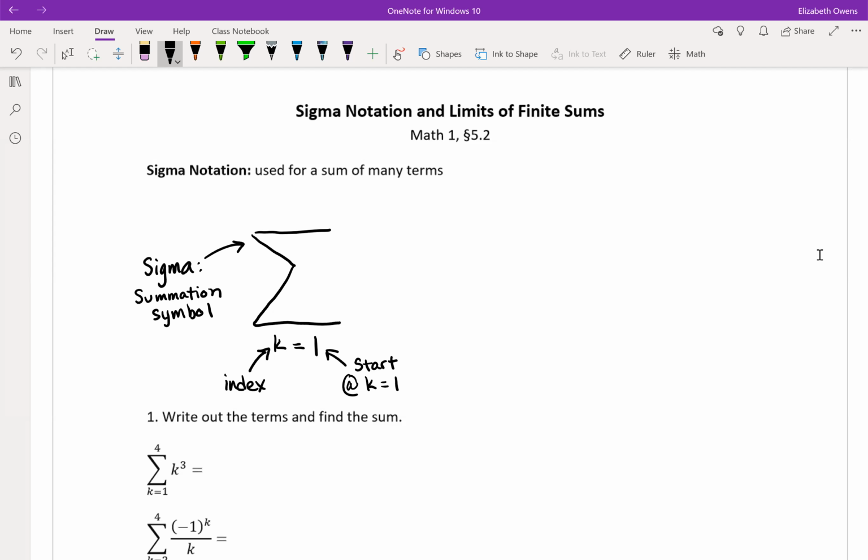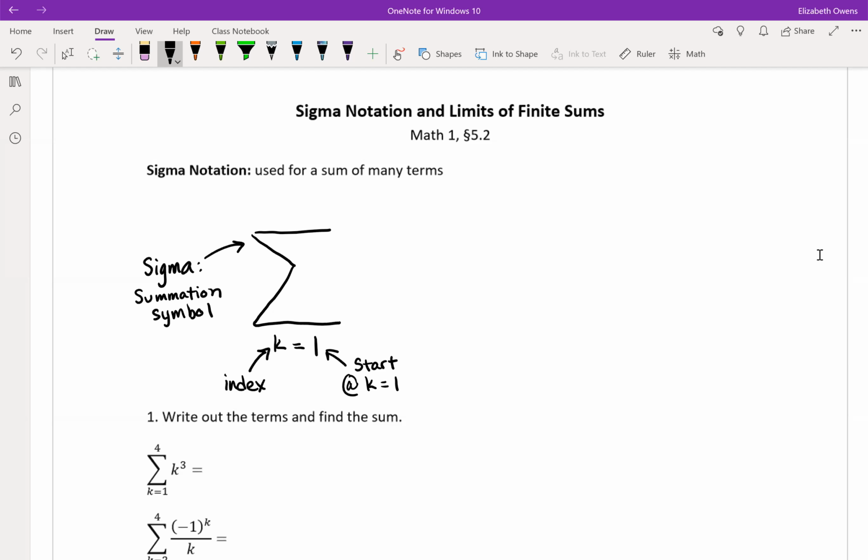Your starting place here can definitely vary. You don't always have to start at 1. Sometimes you might start at 0 or 2, or you can dictate the starting place for your index. It should be some integer though. So k equals 1 is just a common starting spot for our index.